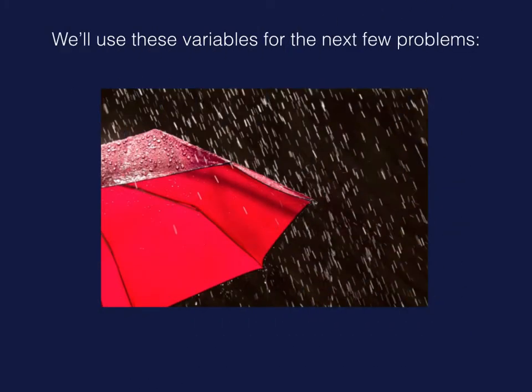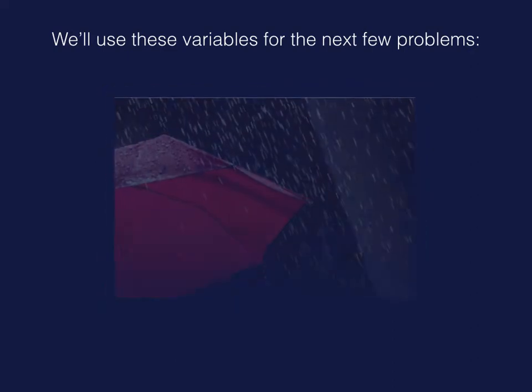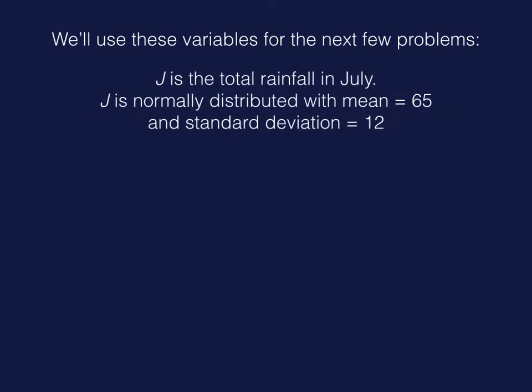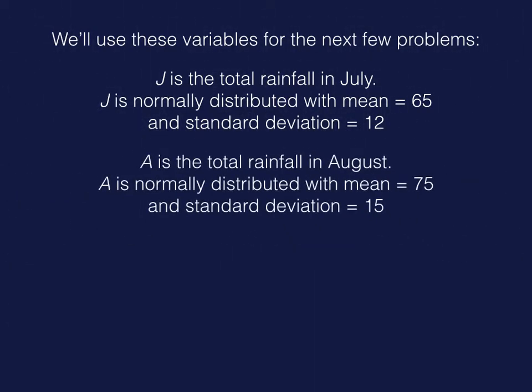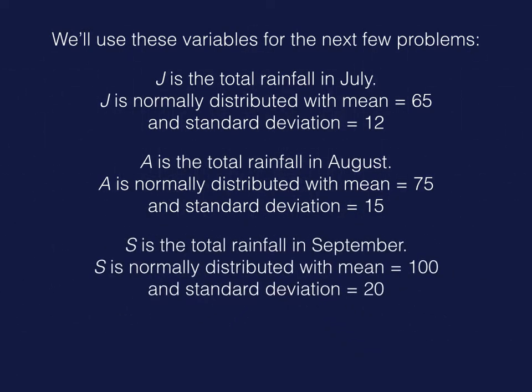So I'm going to do questions about rainfall, and I'm going to use three variables. You might want to take a second to write these down because I'm going to use them a lot in the next few problems. J is rainfall in July with this mean and SD. A is rainfall in August. And S is the rainfall in September. Take a second, write down these numbers because I'm going to be using them in the next few examples.